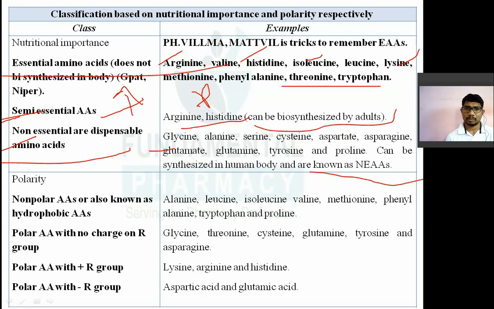Now, based upon the polarity, amino acids are classified into non-polar and polar. Non-polar amino acids are also known as hydrophobic amino acids, for example alanine, leucine, isoleucine, methionine, valine, phenylalanine, tryptophan, proline. Hydrophobic means in the side chain there will be alkyl side chains, like alanine, leucine, isoleucine, valine. So they have alkyl side chains, and that's why they are non-polar.